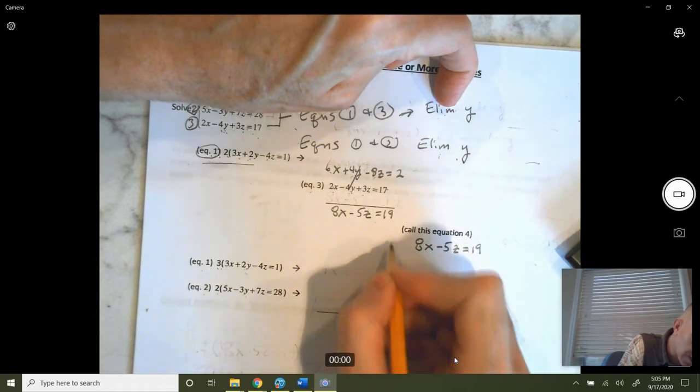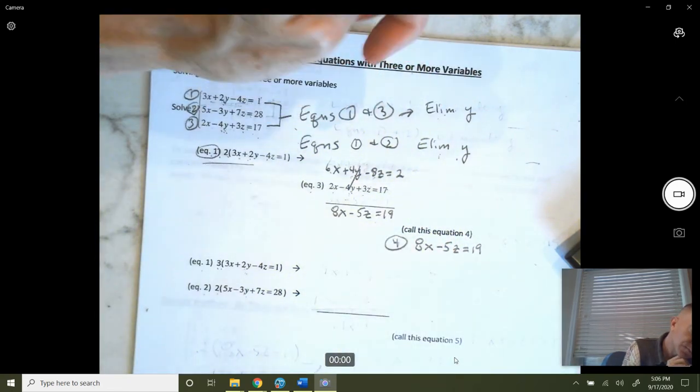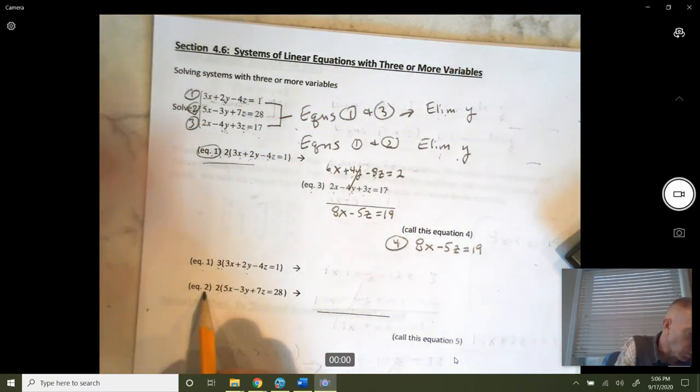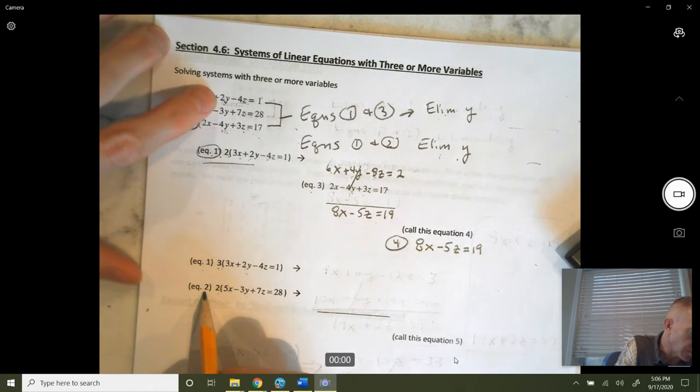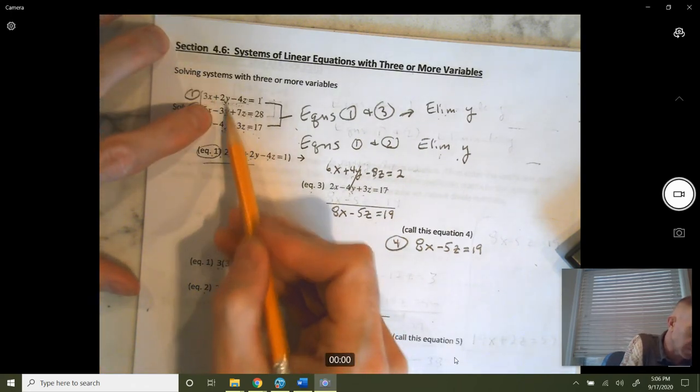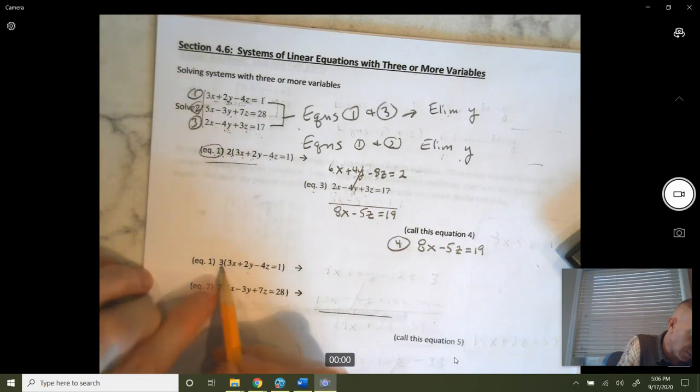That's going to be equation 4. Okay. Now we're going to take equations 1 and 2. We're going to multiply the first one by 3 and the second one by 2 so that we can eliminate the y's. First one by 3, second one by 2.